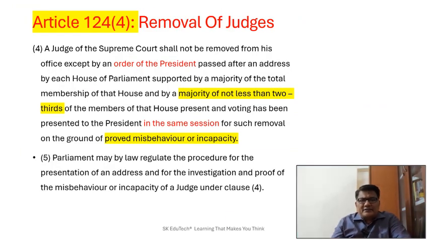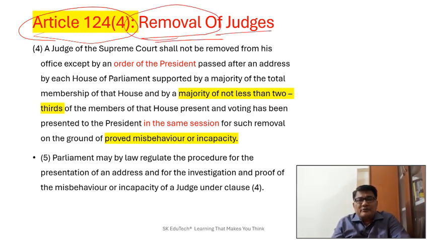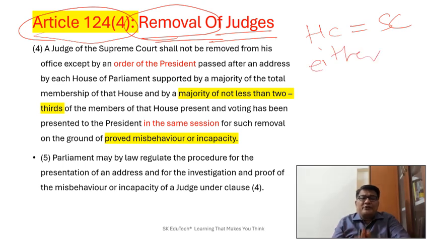Sir, regarding judges also, is it the same? No. Regarding High Court judges and Supreme Court judges, the process is given under Article 124 Clause 4. The word used is removal of judges. Now what's the process regarding removal of judges, whether High Court or Supreme Court? The process is the same. How? The bill can be introduced in either house of Parliament. If you want to introduce it in Lok Sabha, minimum 100 members should support. If in Rajya Sabha, I think it is around 50 members should support.